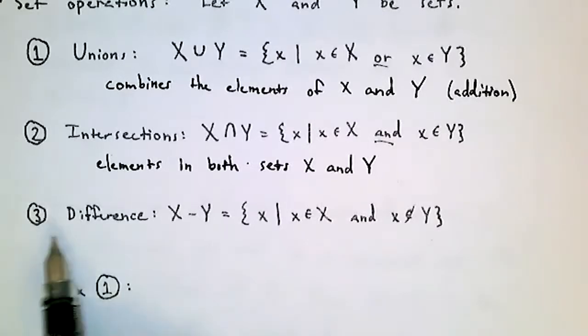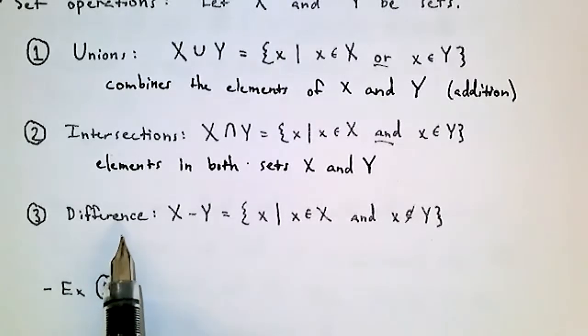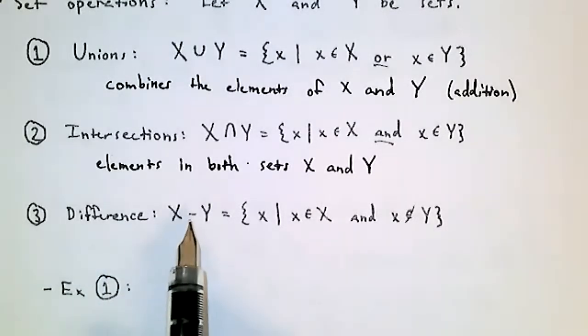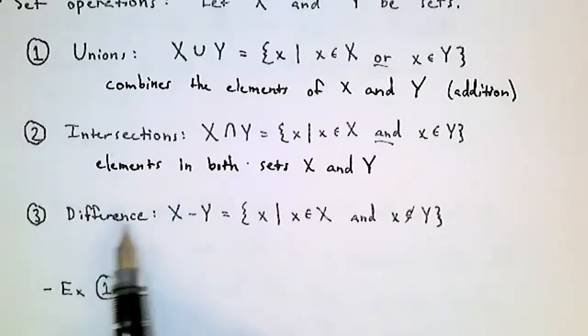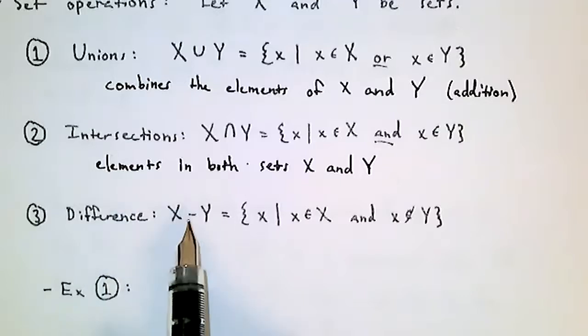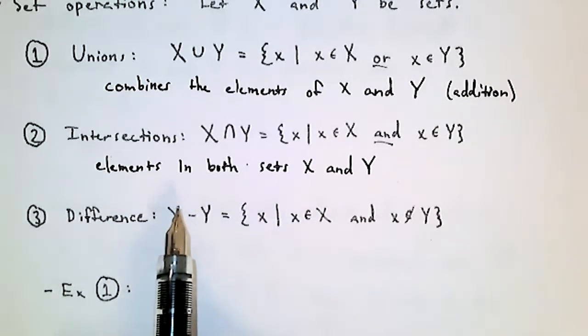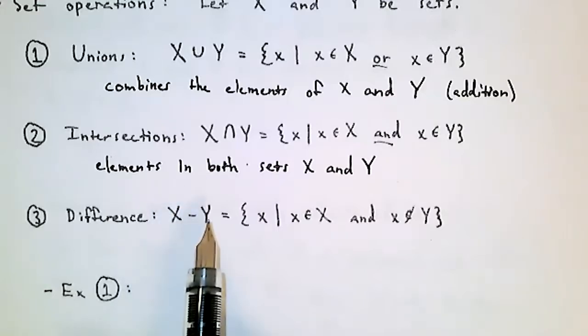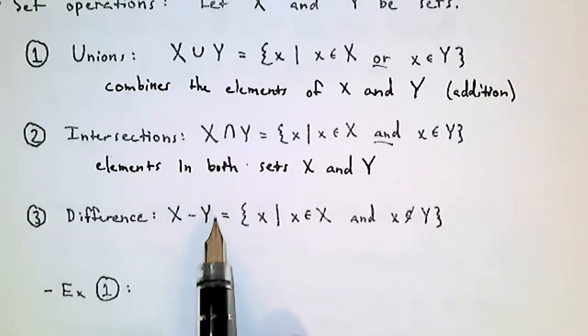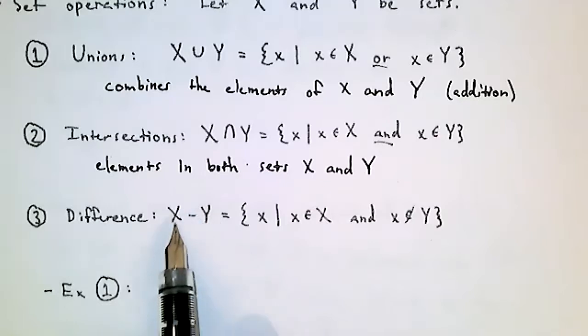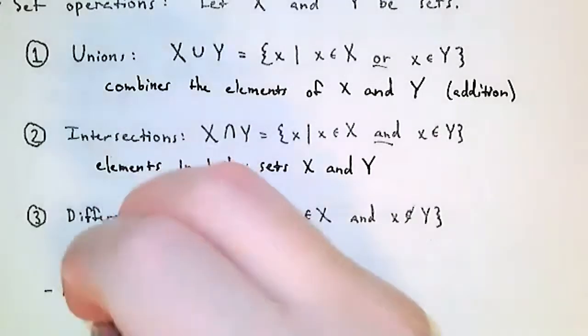Okay, and then our third operation is a difference. And this is written exactly like subtraction. So we sometimes call subtracting two numbers finding the difference. If you want to find the difference of two sets, what you do is you find the elements in this set that are not in this set. So it's like you're subtracting all of the elements of Y from the set X.